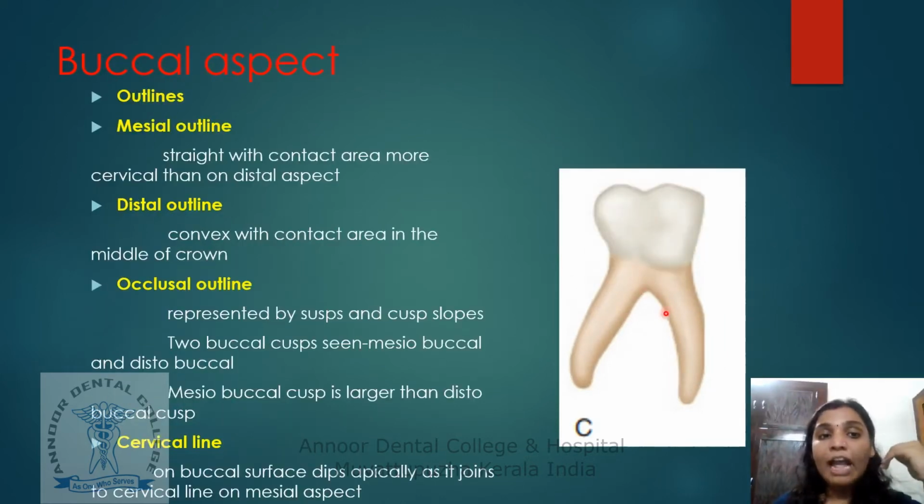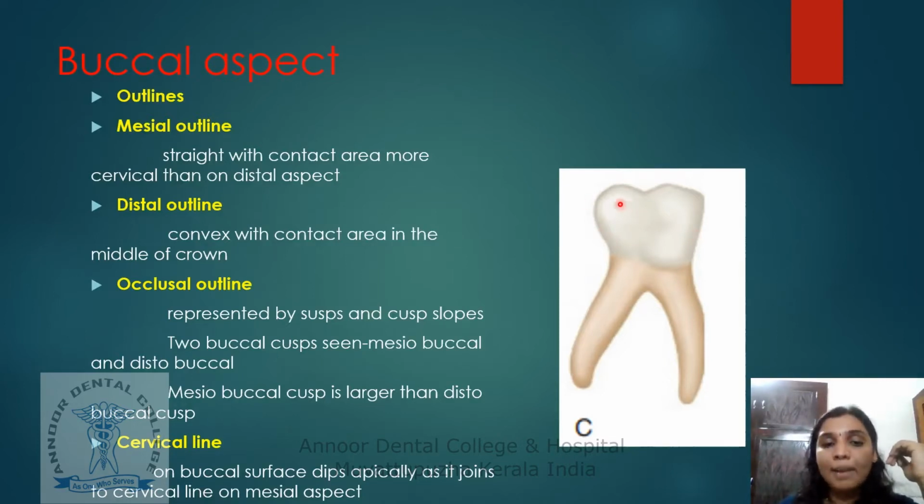Let's look into the outlines of the buccal aspect. The mesial outline is straight, whereas the distal outline is convex. You can appreciate this from the picture. As for the contact areas, the distal contact area is at the middle third, and the mesial contact area is more cervical to the distal contact area.